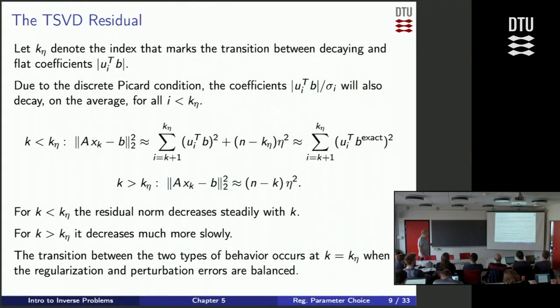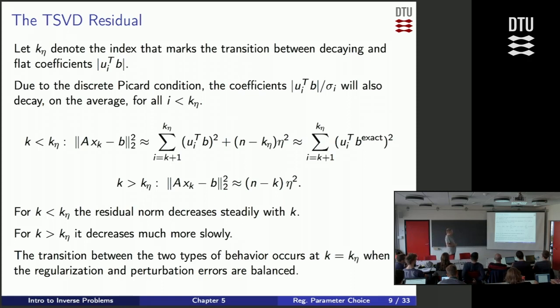I'm still discussing things here in terms of the truncated SVD. So we can compute the truncated SVD solution. We can multiply it with A and subtract the given right-hand side, take the norm of that. That's our residual norm. That is something we can compute. So maybe we can use that for something.